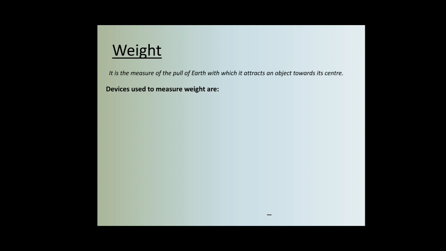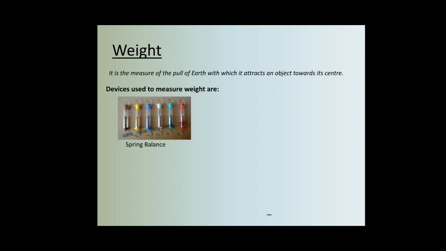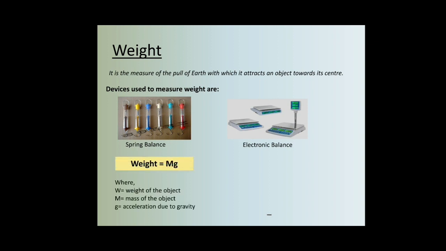Now, how can we measure this weight? There are certain devices which we can use to measure the weight. The first is the spring balance. You've already learned about spring balance and the electronic balances in your 6th standard. So these are the devices which we can use to measure the weight of an object.